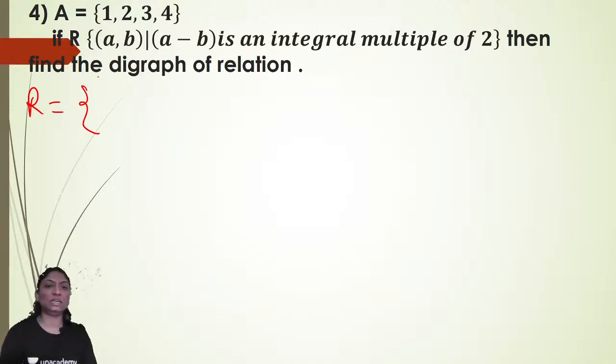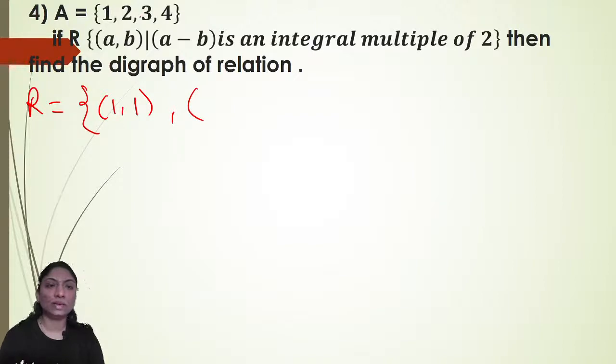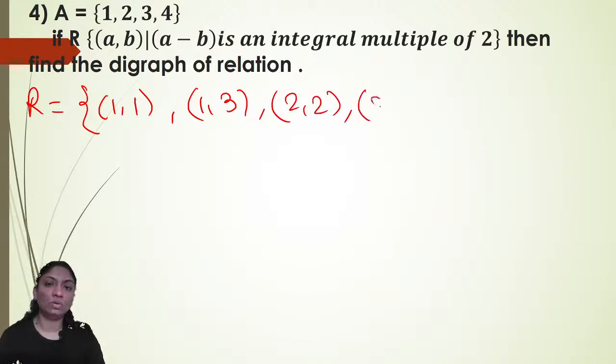The relation R: a minus b is an integral multiple of 2. So 1 minus 1, yes, 0 is an integral multiple of 2. Then 1 minus 2, that is minus 1, is not an integral multiple of 2. But 1 minus 3, that is minus 2, is an integral multiple of 2. Then you can write (1, 3). Then 1 minus 4 is not. Now (2, 2), and (2, 4) is an integral multiple of 2.